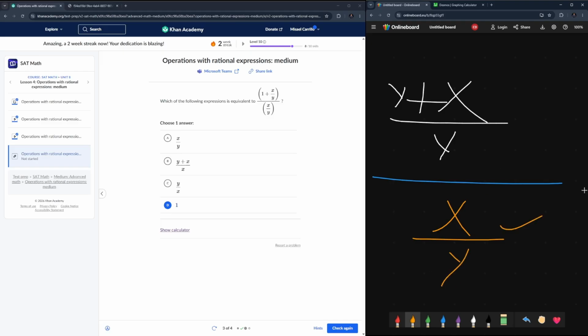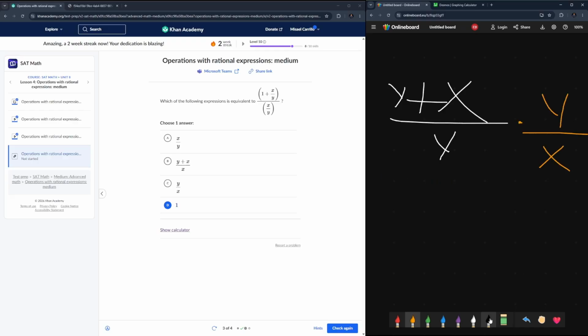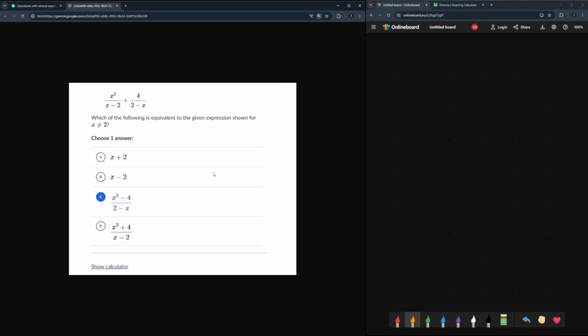So what do we want to do here? Now we are dividing, so multiply by the reciprocal. So let's multiply by the reciprocal, y over x. What do we do here? We just cancel the y's because they're the same. And then we are left with y plus x over x. And that is option B. Alright, moving on to the last problem.